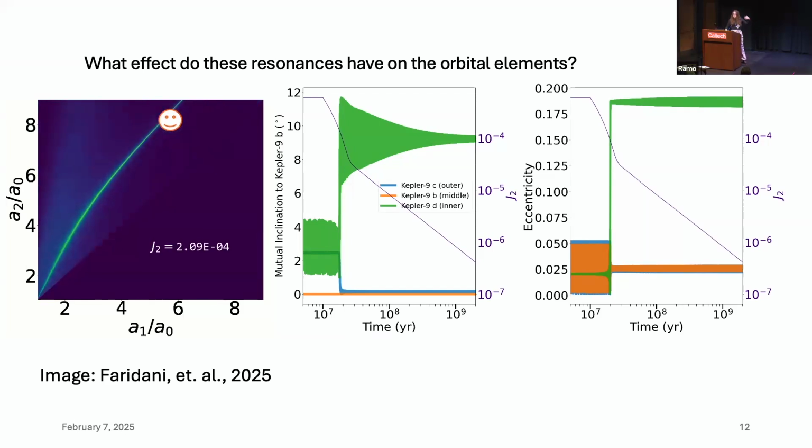So in green, we can see the mutual inclination between the inner planet and the middle, and in blue, hidden behind the green, between the middle planet and the outer. And you can see that the inner planet gets misaligned and the outer 2 planets align. All right, so that's great. You also get some eccentricity excitation also.